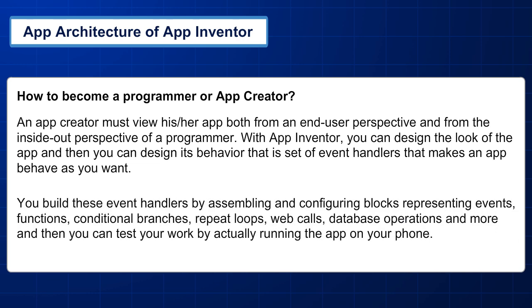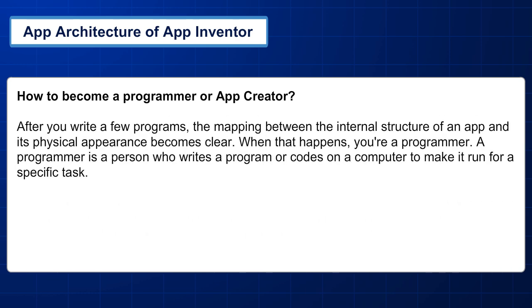You build these event handlers by assembling and configuring blocks representing events, functions, conditional branches, repeat loops, web calls, database operations, and more. And then you can test your work by actually running the app on your phone. After you write a few programs, the mapping between the internal structure of an app and its physical appearance becomes clear. When that happens, you're a programmer.